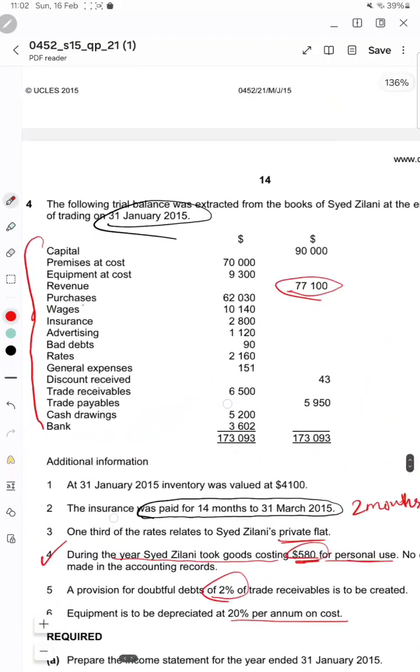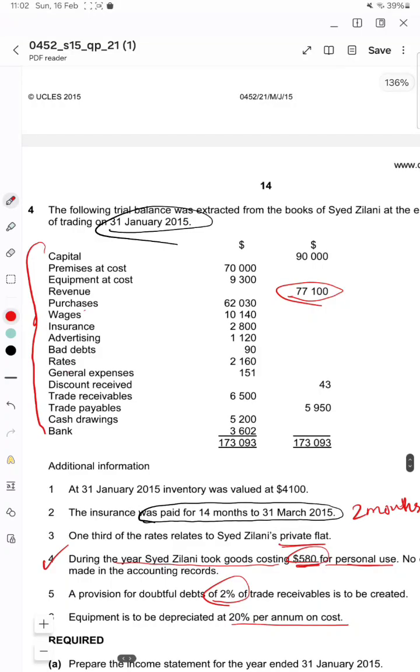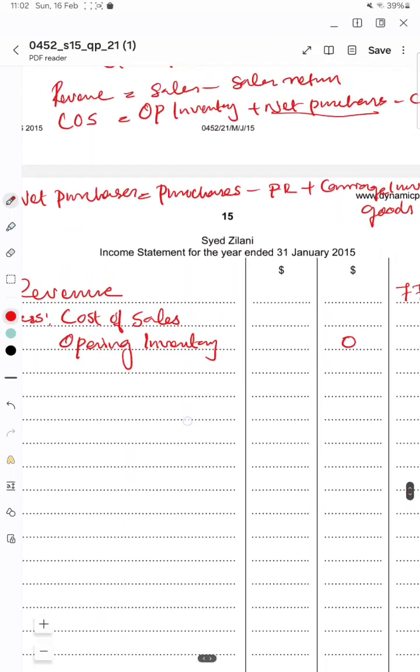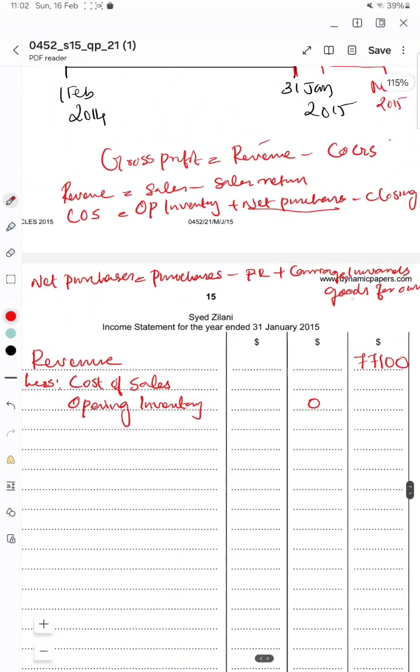So what is purchases? Net purchases. Purchases is 62,030. If there is purchase return, that should be deducted. If there is carriage inwards, that should be added. Carriage inward is not there, so directly you can take purchases and deduct the goods for own use. There is no purchase return, no carriage inwards, so no need to take it.